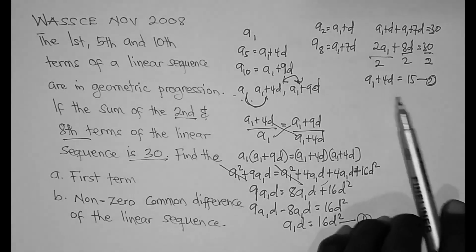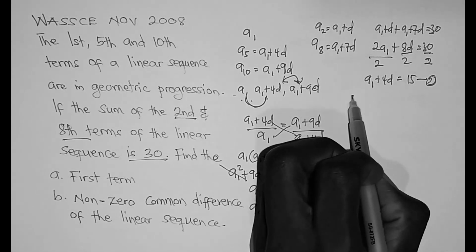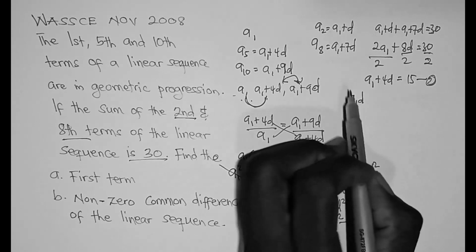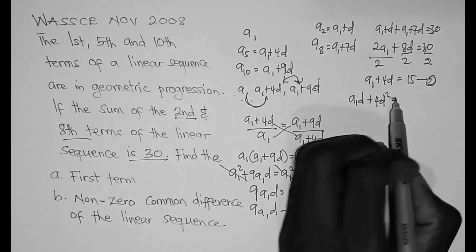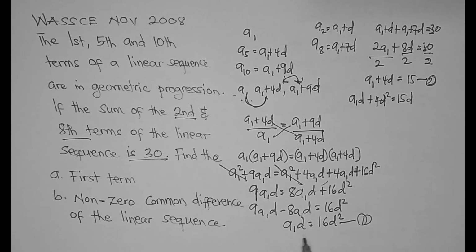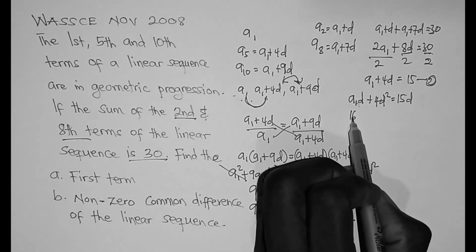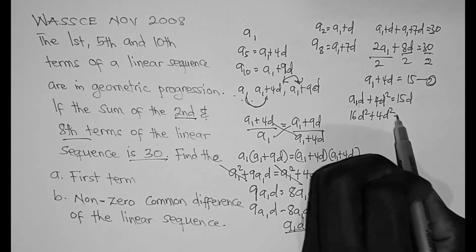So let's multiply through by D, so that A1 times D becomes A1D, plus 4D times D becomes 4D squared, equals 15 times D, which is 15D. However, remember that from equation 1, A1D is equal to 16D squared, and therefore we are going to replace this A1D with 16D squared. So it becomes 16D squared plus 4D squared equals 15D.